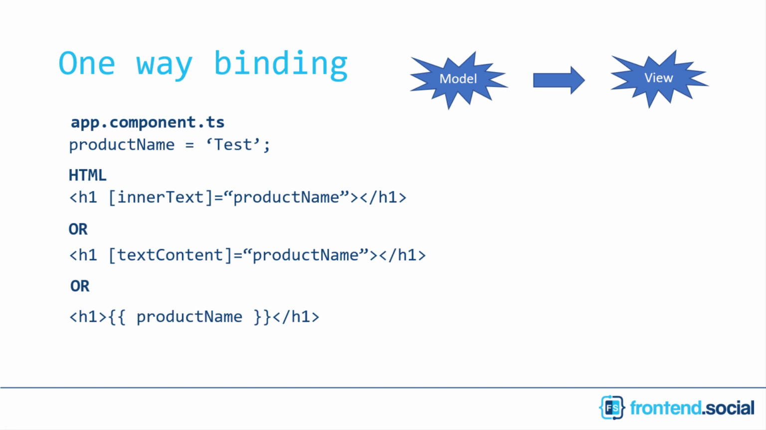But as I said, one-way binding, what do you think if I add an input box with value product name? It will initially assign the product name value to the input box. But if you try to change the input box value, it won't reflect on the h1 tag because it's one-way binding. So that's what the one-way binding is. Model to view will update, but view to model won't update.